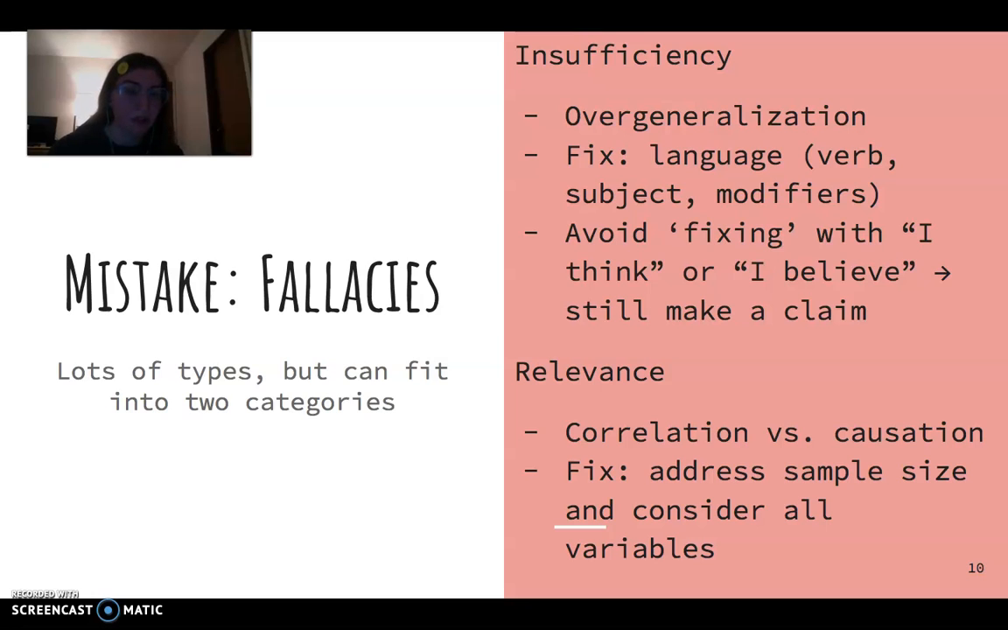To fix issues of relevancy, you should address the sample size, so making sure you have enough participants. You should consider all variables, such as things you didn't account for, or variables that you didn't consider till after people took the survey. Lastly, you need to fully develop your arguments. Next week, we're going to talk about argument structure and how to make sure they're fully developed. But for now, just keep in mind that you should always be explaining your evidence. You can't assume the evidence is enough.